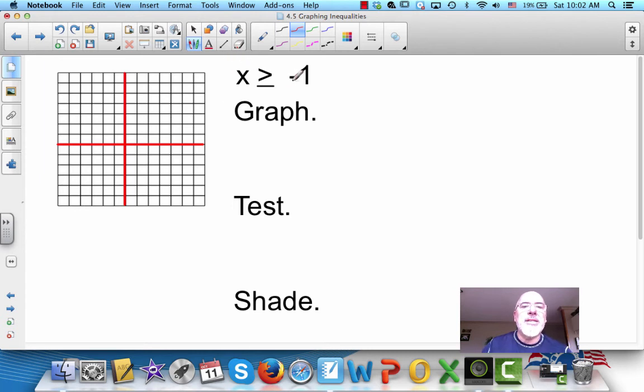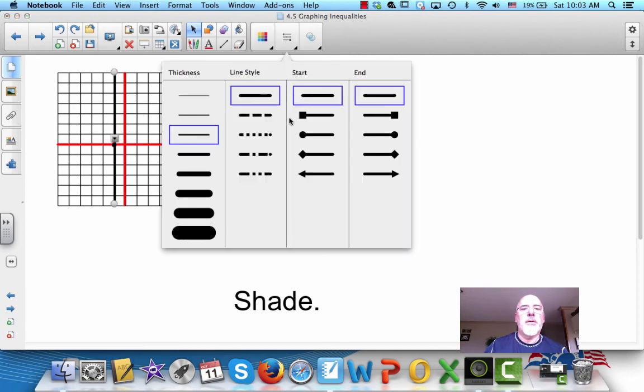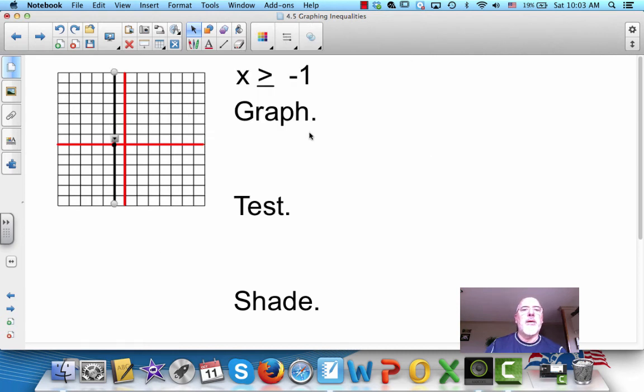So we've got x is greater than or equal to -1. So we'll come over here and put our line at x equals -1. Let's do a different color. We're going to draw our line through there. Now, is it going to be a solid line or a dashed line? It says greater than or equal to, so that means it's going to be a solid line. So we've got our line here.